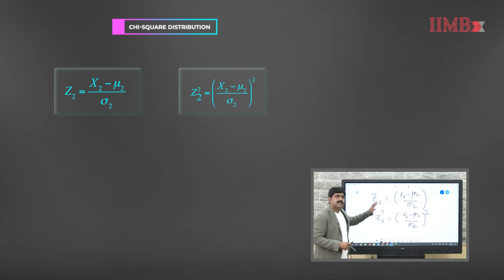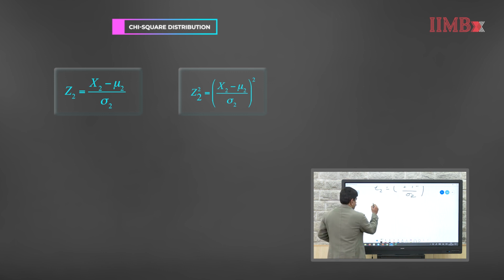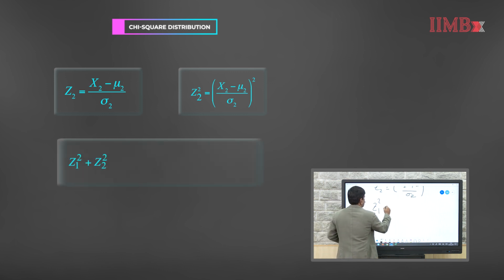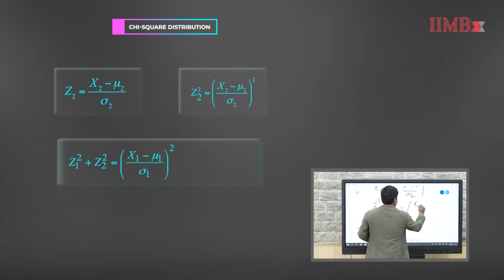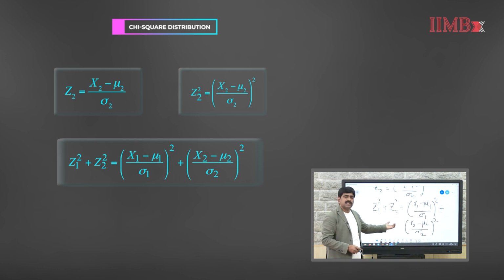Now we are going to add z1 square and z2 square. z1 square plus z2 square is ((x1 minus mu1) divided by sigma 1) square plus ((x2 minus mu2) divided by sigma 2) square. This is a chi-square distribution with 2 degrees of freedom, and we can write this as chi-square 2. We can generalize this now.